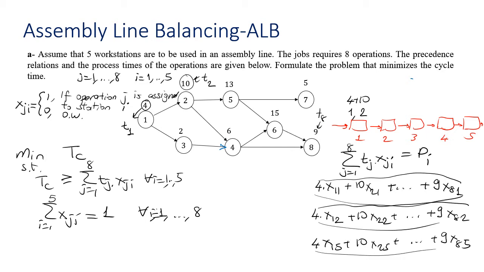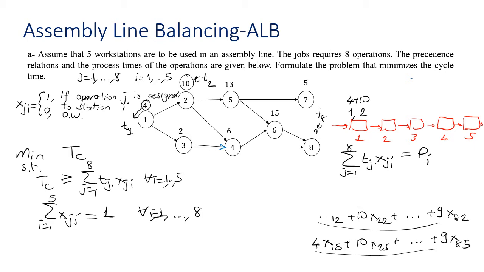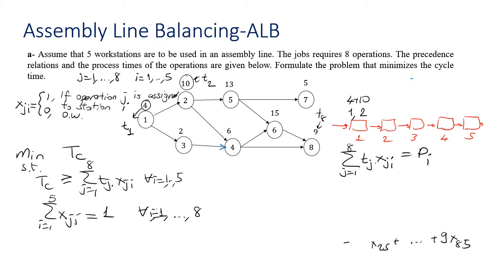The first one is the linearization constraint. It determines the cycle time. The second one determines the assignment. Now we have the third one. And the third one is an important constraint, which is the precedence relationship. We need to write these precedence relationships as a constraint.